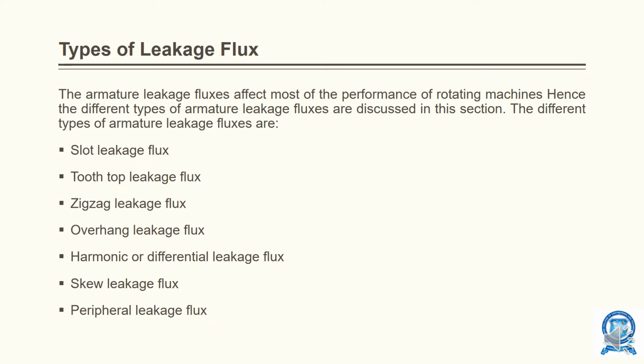Types of leakage flux. The armature leakage flux affects most of the performance of a rotating machine. Hence, different types of armature leakage fluxes are discussed in this session. The different types of armature leakage fluxes are: first, slot leakage flux; second, tooth top leakage flux; third, zigzag leakage flux; fourth, overhang leakage flux; fifth, harmonic or differential leakage flux; sixth, skew leakage flux; and the seventh, peripheral leakage flux. These are the various types of leakage flux associated with a rotating machine.